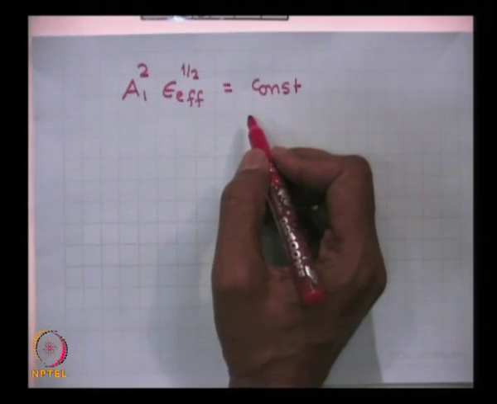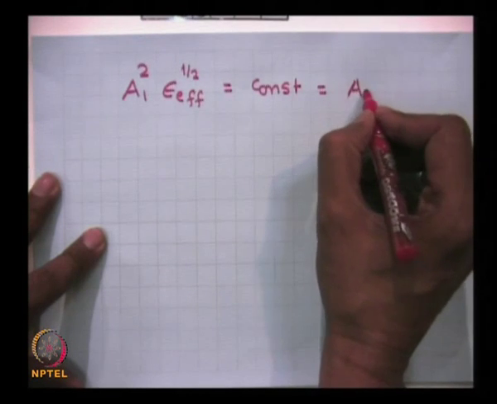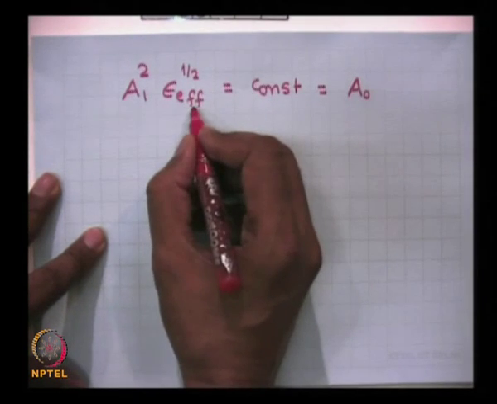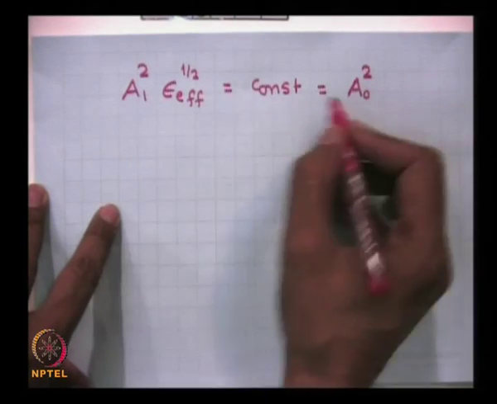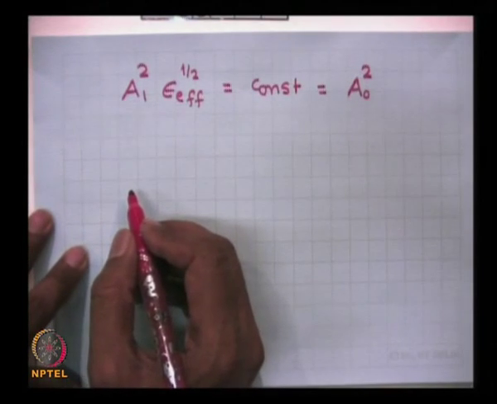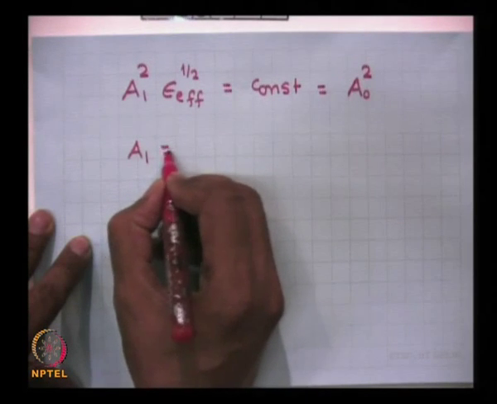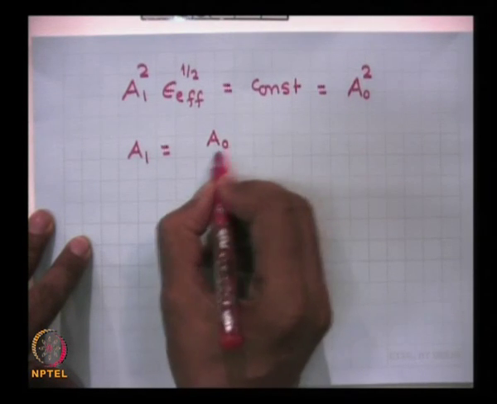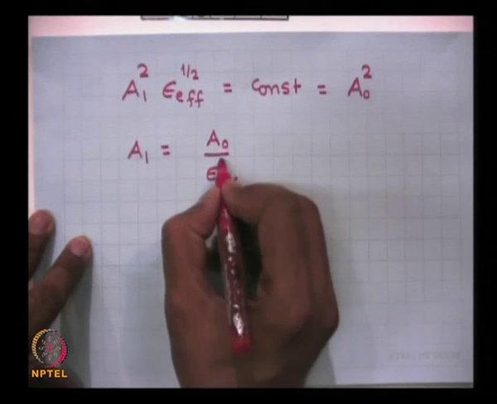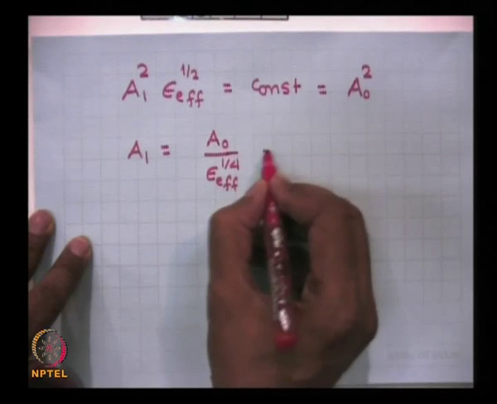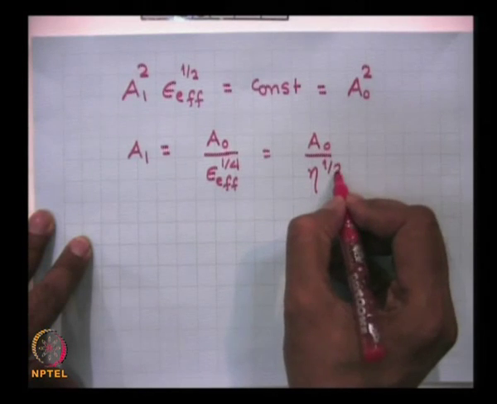Initially, if the wave started from free space, I will call the initial amplitude of the wave a0, and epsilon effective was unity in free space. So, this is a0 square for a1, and this is what you get. So, what you are getting here is that the amplitude a1 of the wave in the medium is the initial amplitude a0 divided by epsilon effective to the power 1/4, or a0 upon refractive index to the power 1 by 2.